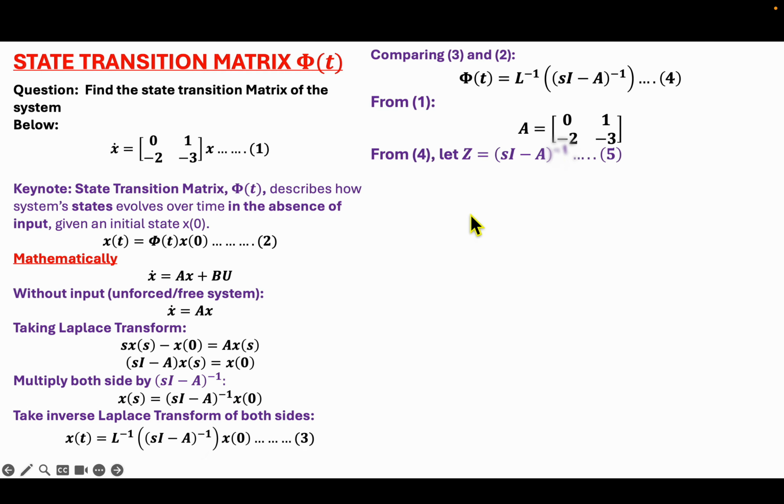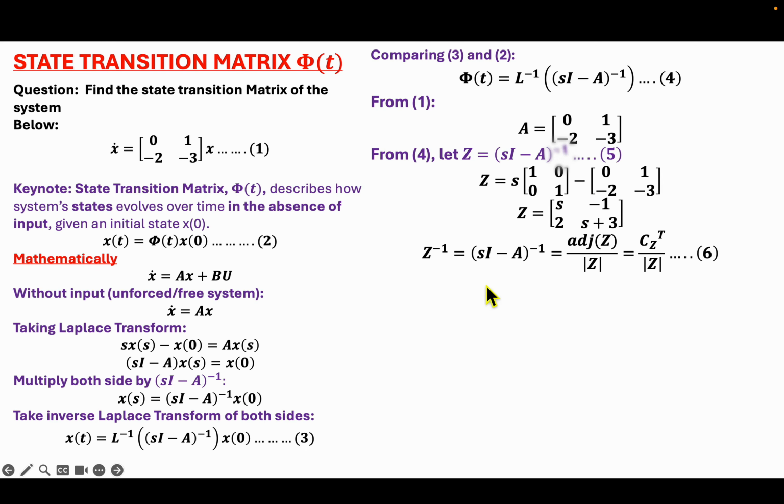Then in order to make things easier, let z be si minus a inverse. So I will have this relationship. My identity matrix is 2 by 2 because I am dealing with a 2 by 2 matrix, that is a second order system. So solving, I will have this matrix as z.